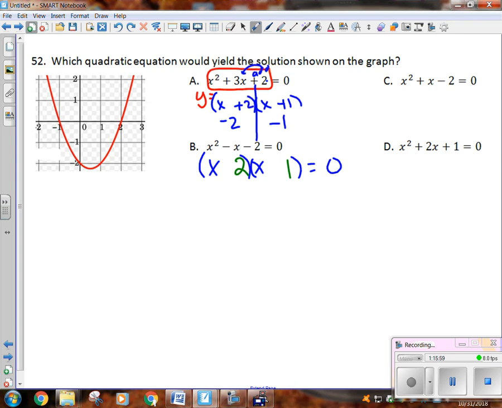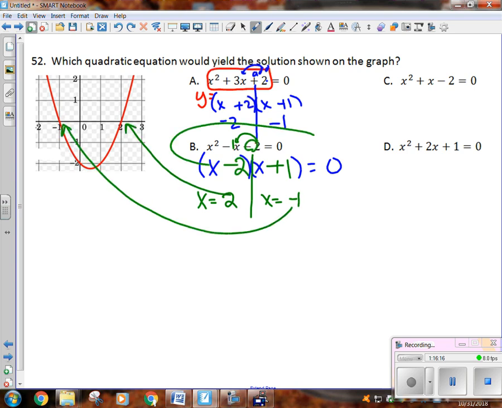2 times 1 subtracts to be 1, because there's an imaginary 1 right there. Bigger number wins the sign, so 2 would get the minus, 1 will get the positive. But when you split, you'd end up with x is +2 and x equals -1. And that's exactly what my solutions show. B is my correct one. And you could check C and D if you did not.